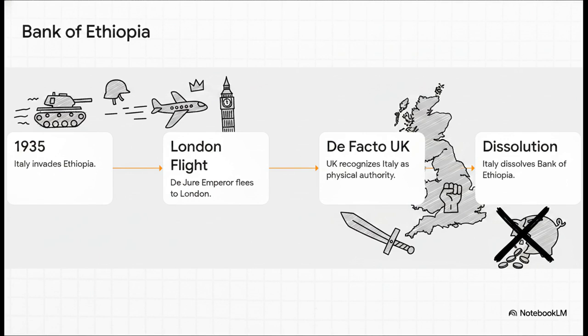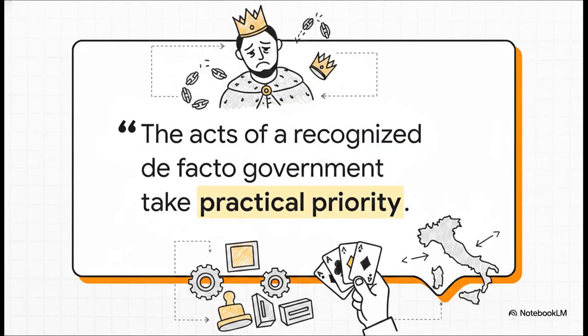So the exiled de jure emperor tried to sue in British courts to stop this dissolution. Well, the court ruled against the emperor, and this brilliantly illustrates our core concept. The operational realities on the ground completely trump the structural rights of a powerless, exiled sovereign. The court decided that because Italy had de facto control and was recognized as such, its local administrative laws regarding the bank were binding. When it comes to day-to-day internal administration, the de facto ruler holds all the cards.